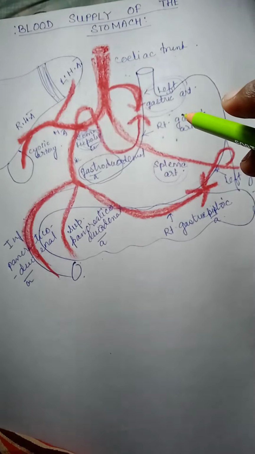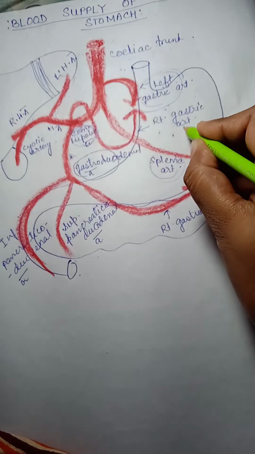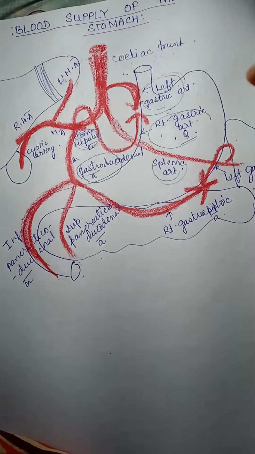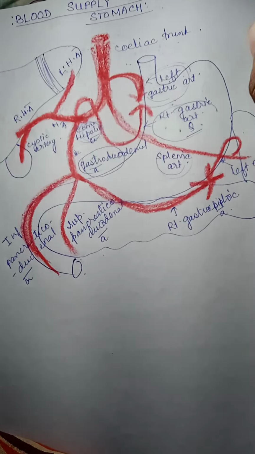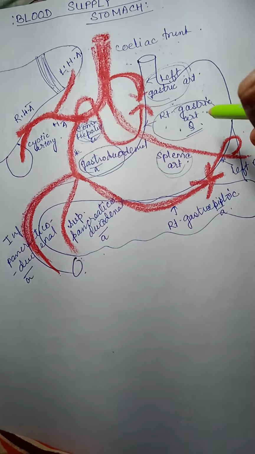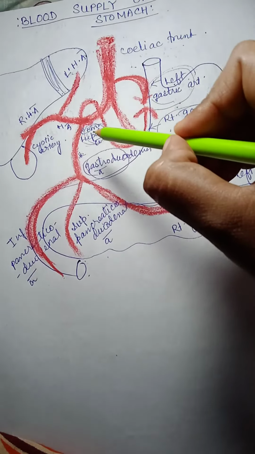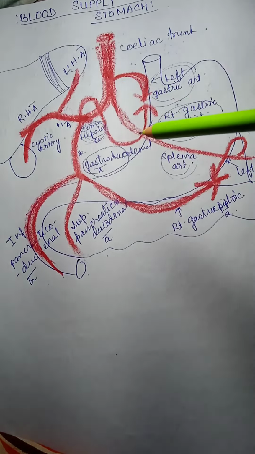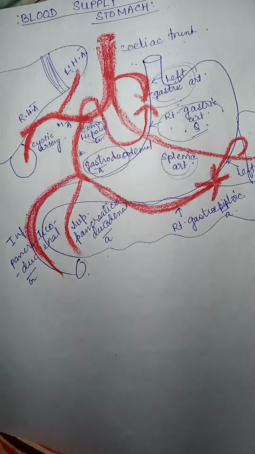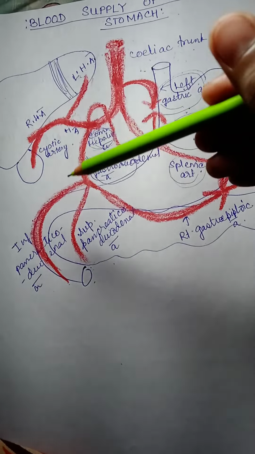Now what kind of questions you may expect from here is, point number 1: the right gastric artery is a branch of dash. My answer will be the common hepatic artery. The right gastroepiploic artery is a branch of dash. The answer will be the gastroduodenal artery. This way they will ask.